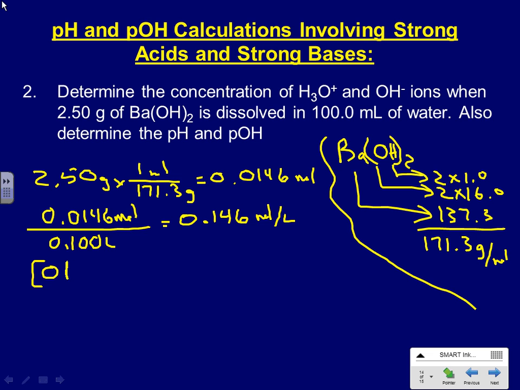So what's the concentration of hydroxide? If the barium hydroxide is 0.146, what's the concentration of just the hydroxide? Yeah, Christian? We doubled it, right? 0.292 moles per liter. And now you're just using your calculator. You're off to the races. You're going to get a pOH. You're going to subtract 14 from that to get a pH.